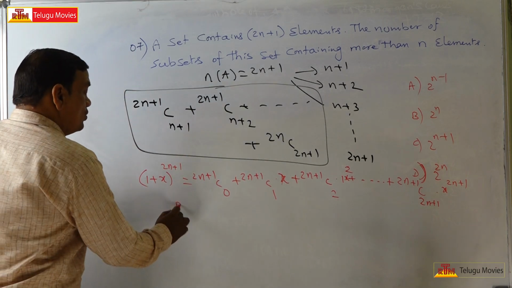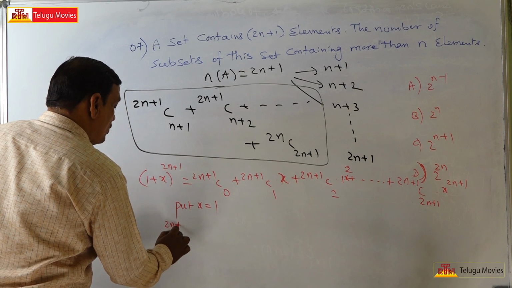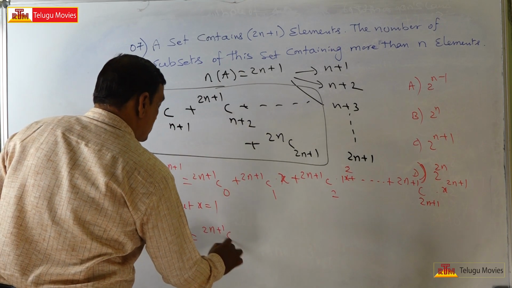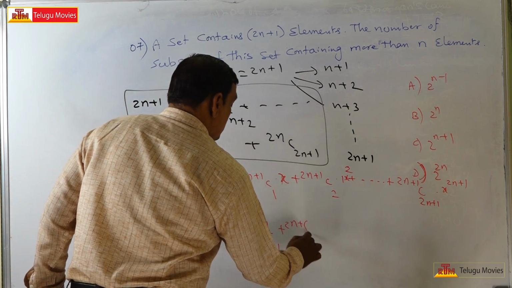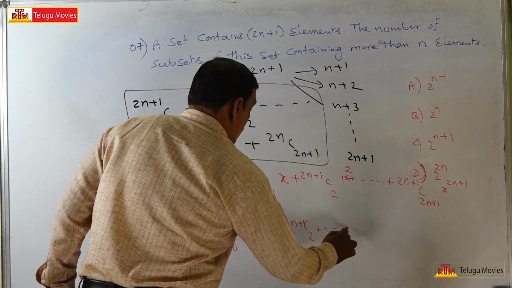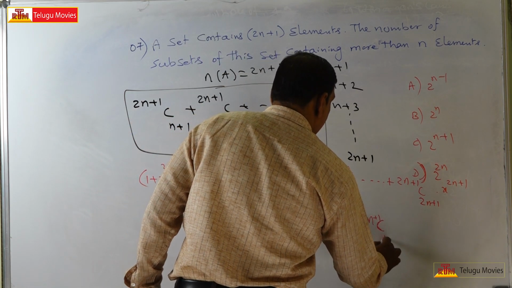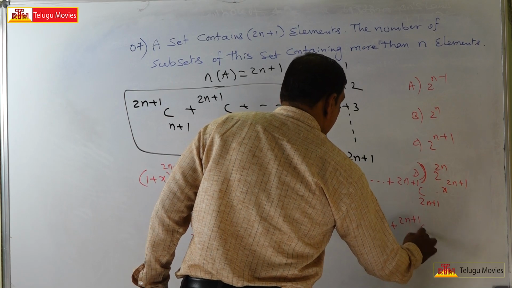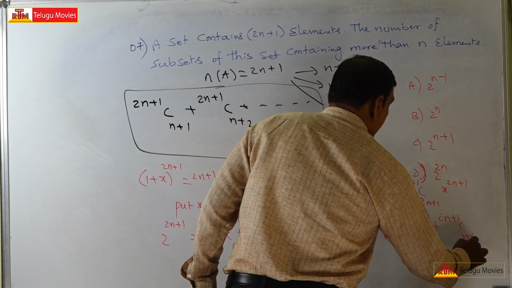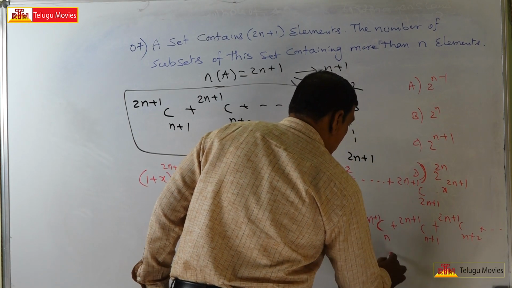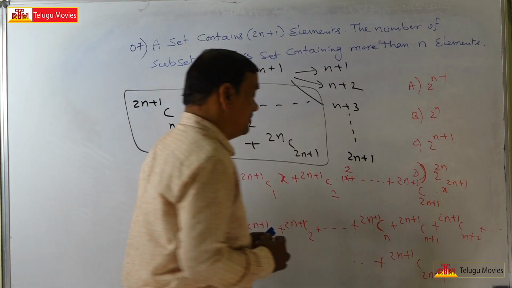So put x is equal to 1, what happens? This is 1 plus 1, 2 to the power of 2n plus 1, which is equal to 2n plus 1 C 0 plus 2n plus 1 C 1 plus 2n plus 1 C 2, and so on. Here 2n plus 1 C n plus 2n plus 1 C n plus 1, 2n plus 1 C n plus 2, plus so on, the last one 2n plus 1 C 2n plus 1.